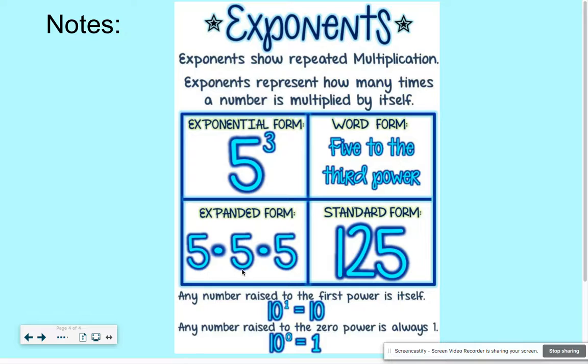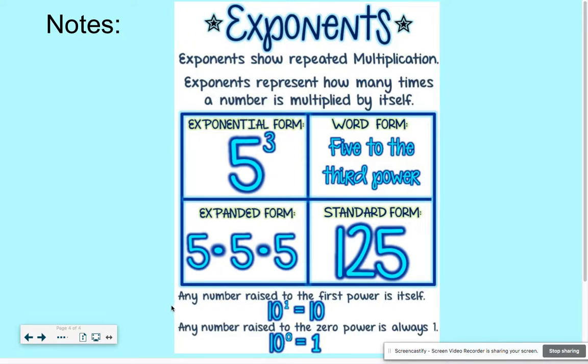Expanded form is expanding out or making your chain of numbers that you did in the problem. 5 was our base number, so we're going to use the 5. And the exponent told us we're going to use it 3 times. 1 time, 2 times, 3 times. Standard form is giving the actual answer to 5 to the third power. So 5 to the third power is 125.